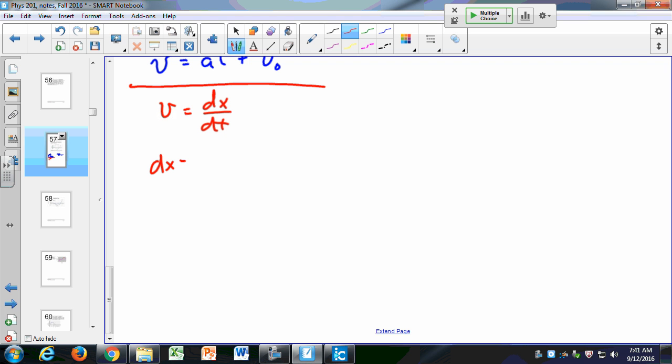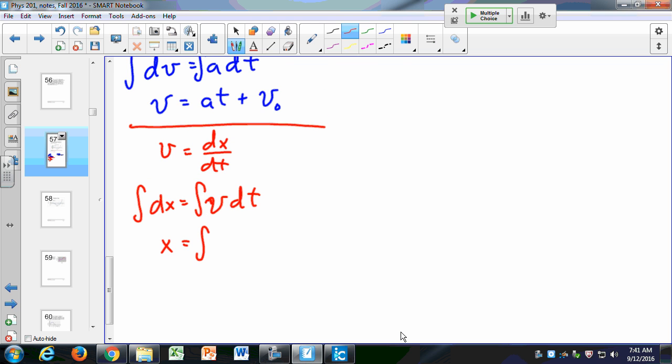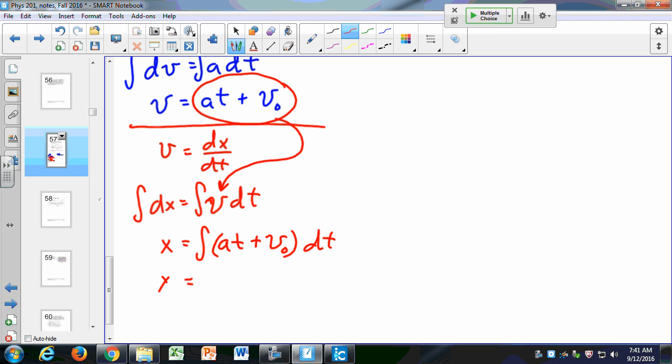dx equals v dt. Integrate both sides. x equals the integral. And now this is where it starts to get a little bit different. I put this in for v, at plus v naught dt. When I take that integral, I get 1/2 at squared plus v naught t plus the integration constant, which is x naught.